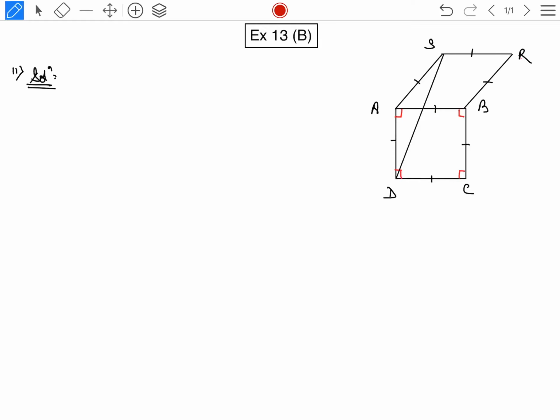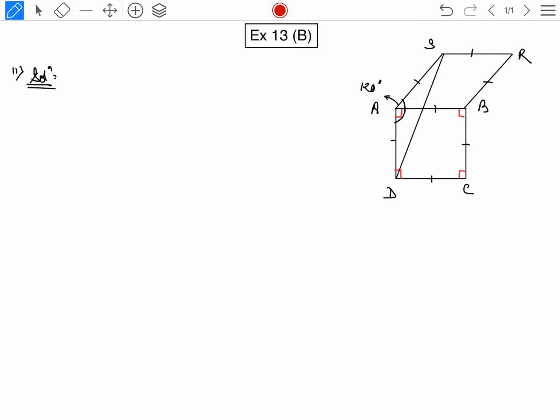Okay, now in the question what is given? It is given angle SAD is 120. That means this whole angle, it is how much? 120 degree. So that is given to us. Okay, just do one thing, I'm writing it on the outside. This whole angle is 120 degree.